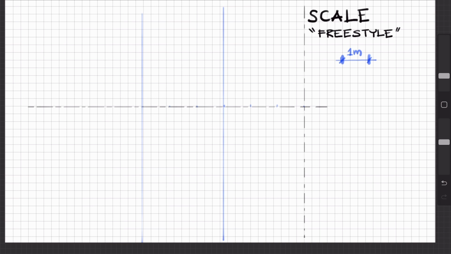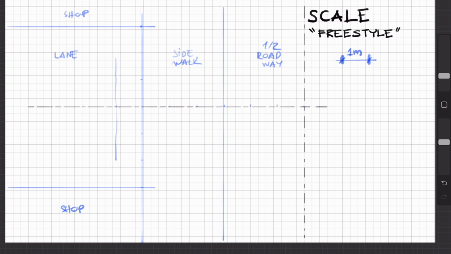Here I want to design a 6 meter wide lane for pedestrians. I will measure 3 meters on each side. 3 meters is of course 3 times of the standard segment. In the middle of the lane is a lawn which is 2 meters wide, so I'll do 1 meter on each side.